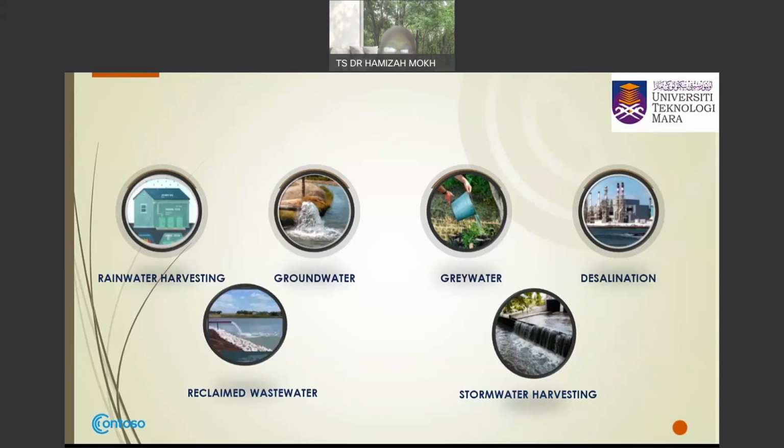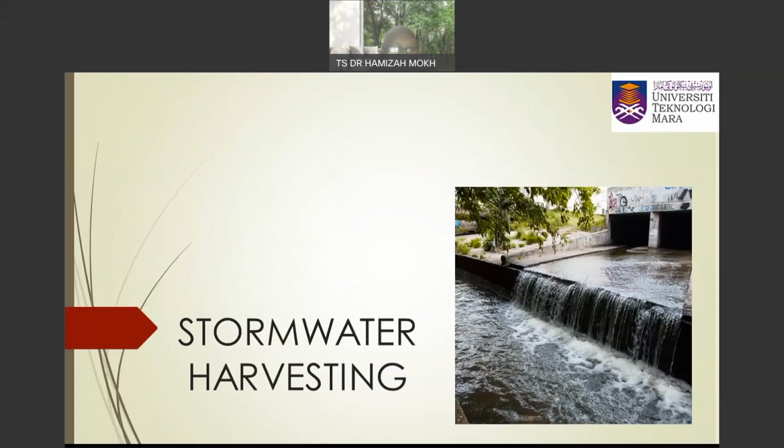The first one is rainwater harvesting, also known as RWH. And then we have groundwater, grey water, desalination, reclaimed wastewater, and also stormwater harvesting. In the previous topic 1.1, you already learned the definitions of each type of these alternative water resources. Today we want to continue on the benefits of each of the alternative water resources. So let's go through the first one, which is stormwater harvesting.